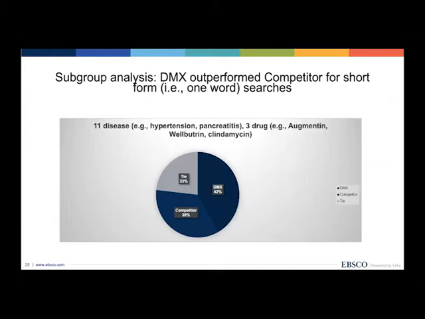And so now I'll get into the short form searches, in which Dynamedics outperformed the competitor. Examples include hypertension and pancreatitis. These are really one word searches, as well as three drugs: Augmentin, Wellbutrin, and clindamycin. Dynamedics did really well, with 42% preference compared to 35% for the competitor and a 23% tie.